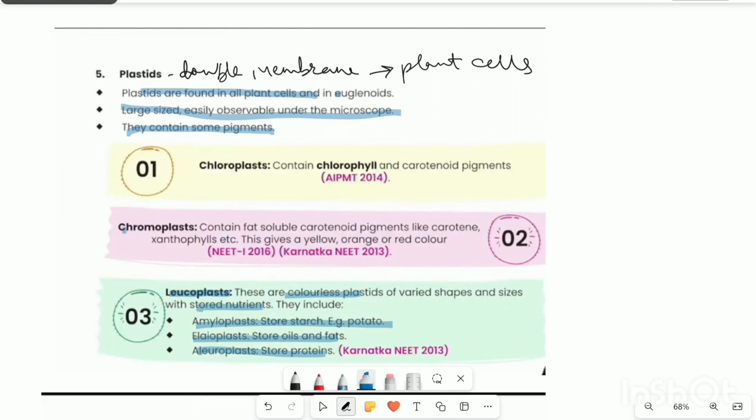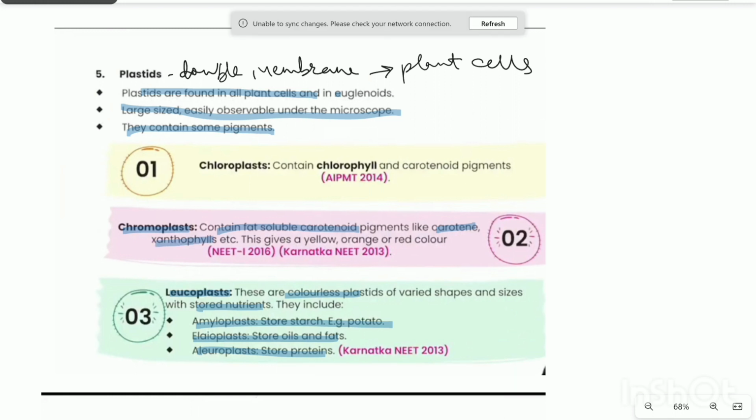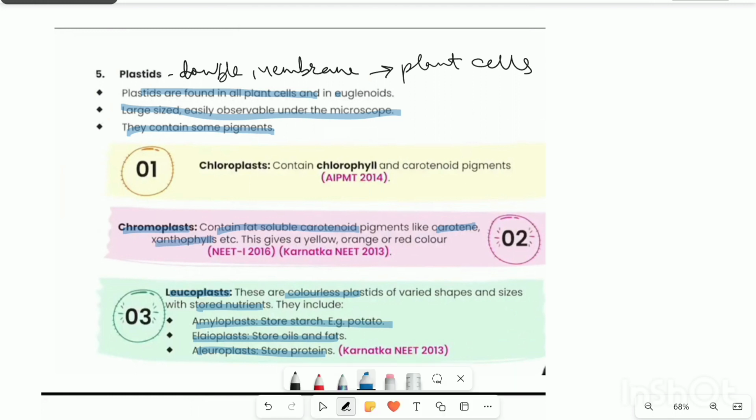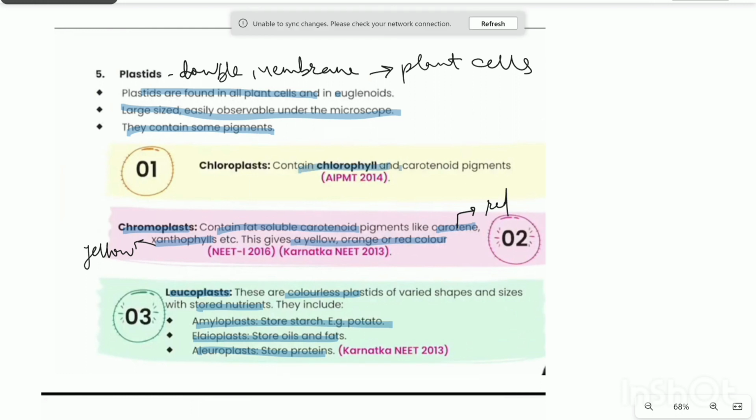Next is chromoplast, which contains fat soluble carotenoid pigments like carotene, xanthophyll, which gives yellow, orange or red color. With carotene we get red color, and with xanthophyll we get yellow color. Next is chloroplast, which contains chlorophyll and carotenoid pigment.